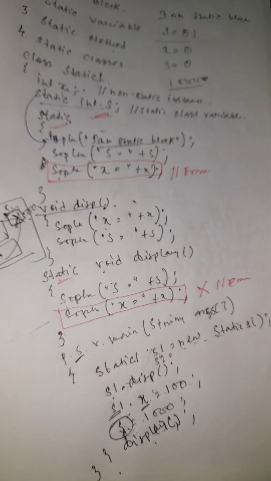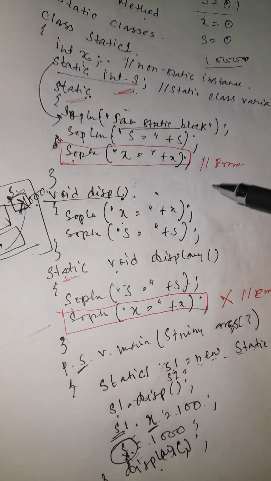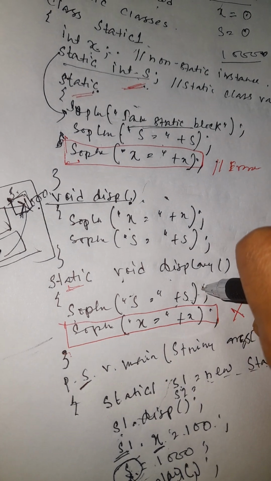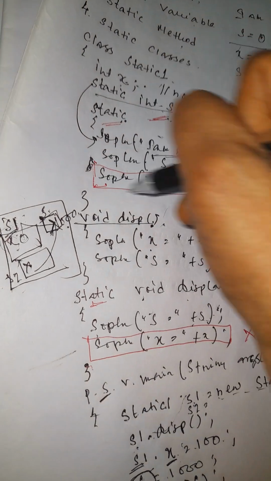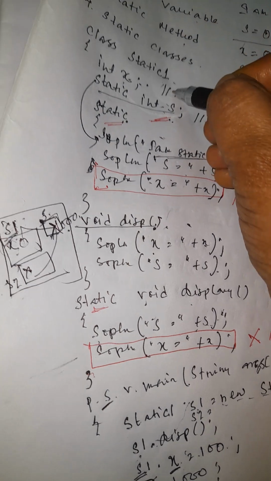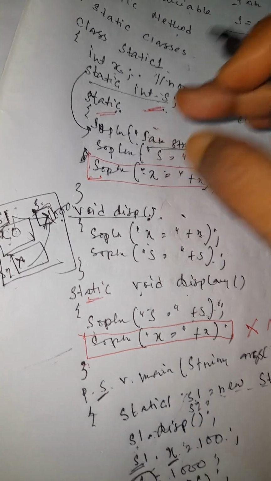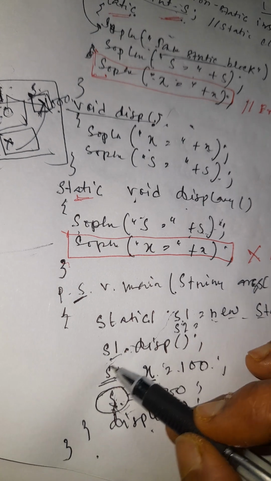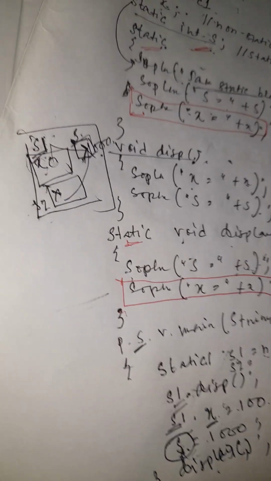So, static variable, static block and static method. A static method can access only static variables. This is a very important point. A static method can access only static variables, a non-static method can access both static and non-static, and a static block executes automatically when the class loads. Clear? And instance variables and non-static methods you should call with the help of the object, and static methods and static variables you can call directly within the same class.